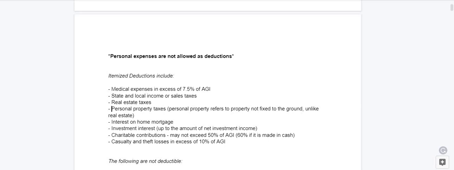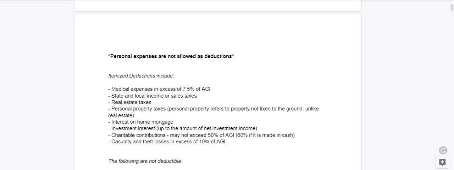So just briefly, from 2018 to 2025, you can deduct up to $10,000, but no more than $10,000 in either two options: your state and local income tax and your real estate and personal property taxes, or the second option, which is your sales tax and then your real estate and personal property taxes. So you can choose between which two you want, but regardless of which option you choose, the combined total deduction of both of them cannot be over $10,000.